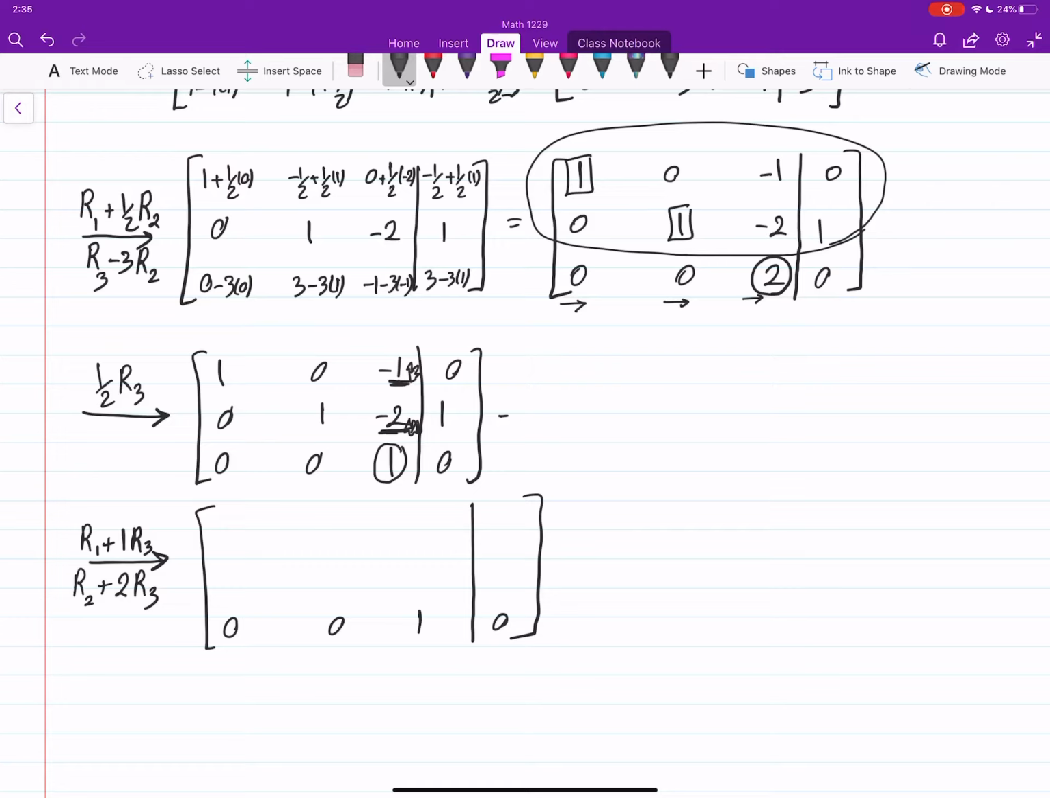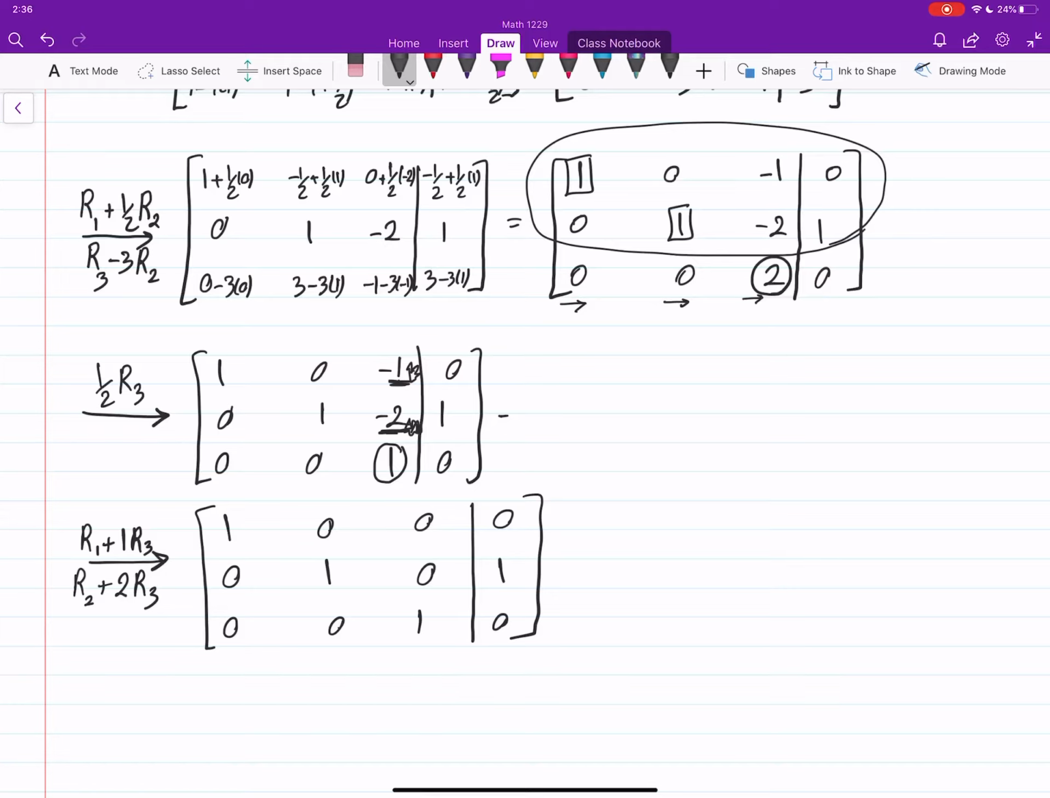So this will be, first one, 1 plus 0, 1. 0 plus 0 is 0. And this is 0. And this is 0. This one 0, this is 1. And this one is 0. And this one is 1.